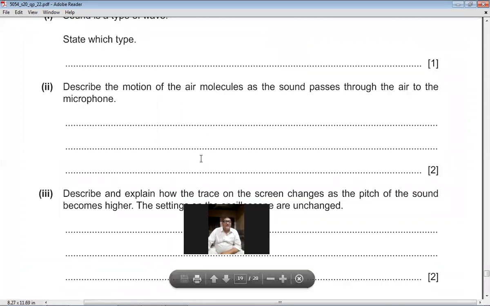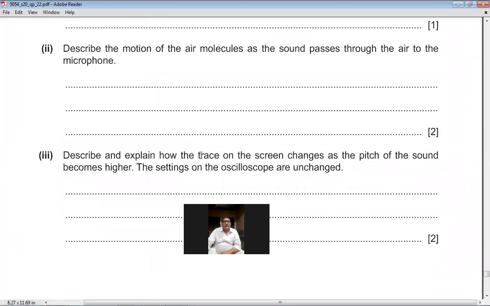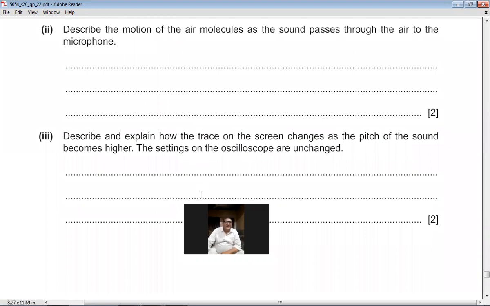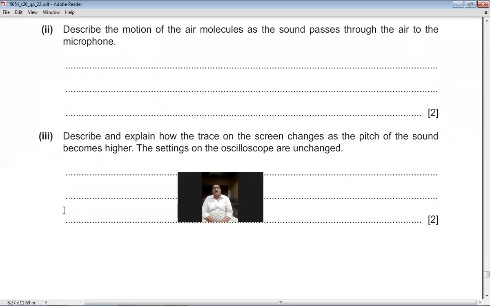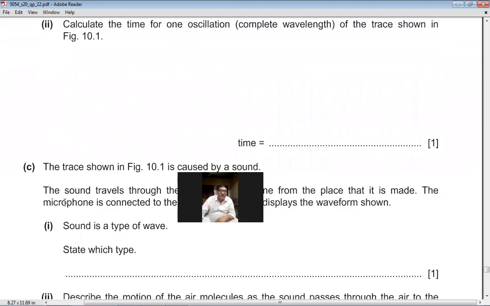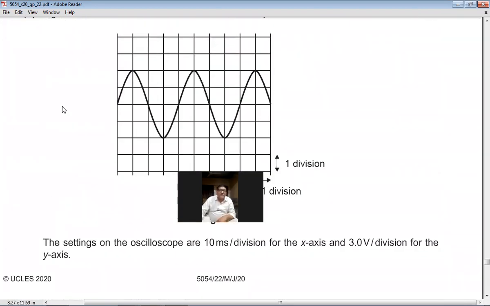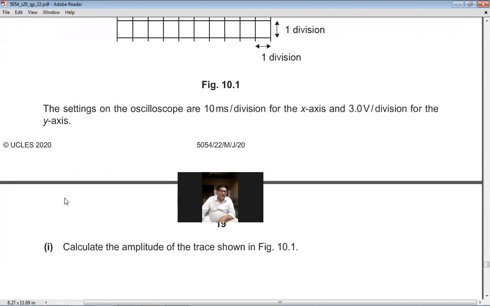The next part says, describe and explain how the trace on the screen changes as the pitch of the sound becomes higher. The settings on the oscilloscope are unchanged. You see, when the pitch becomes higher, the frequency becomes higher. When the frequency becomes higher, the time period of the wave becomes smaller. So on the display, let me check how many waves are shown right now. 1, 2, 2.5. So right now there are 2.5 waves on the display.